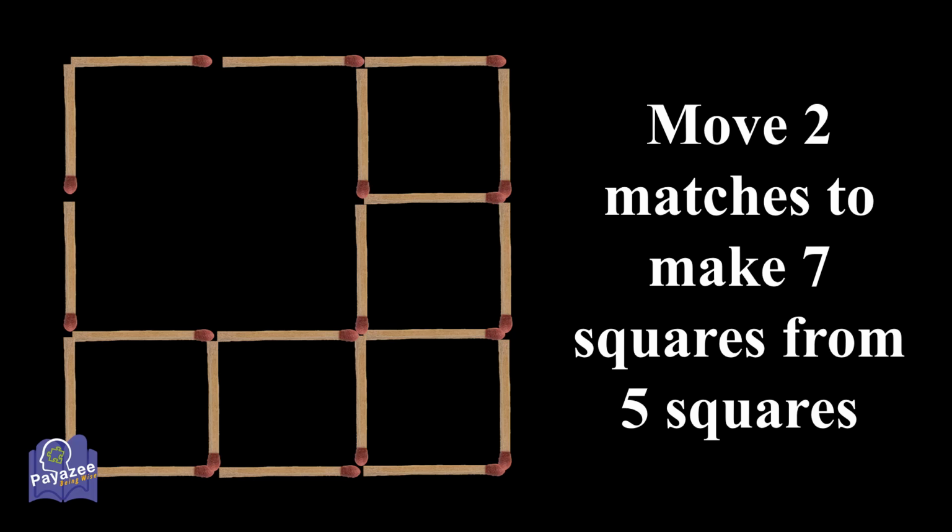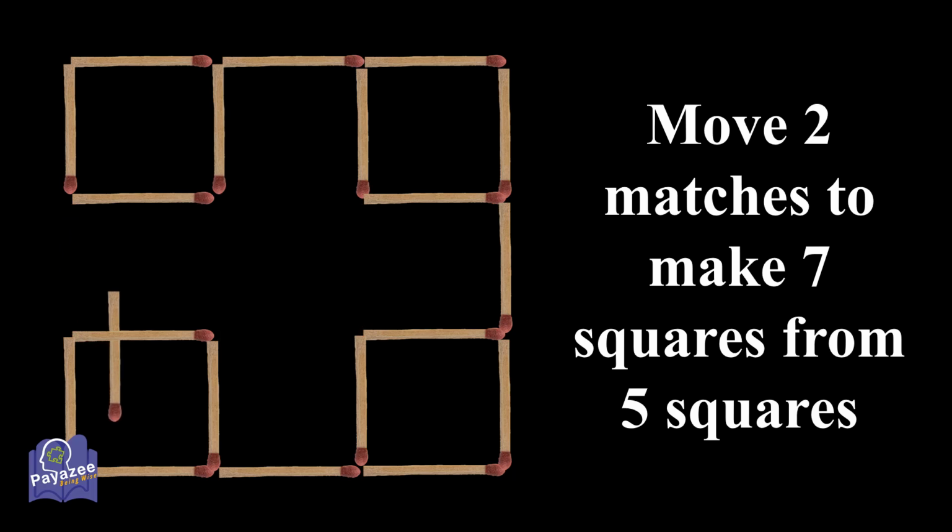And the second solution: coming back to the original picture, the second solution is if I move this one in the middle and another here, so this will make 7 squares. How? Let's count it. 1, 2, 3, 4, 5, 6, 7.